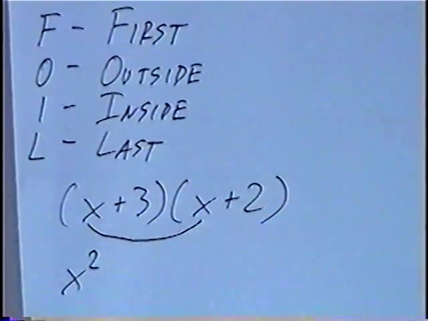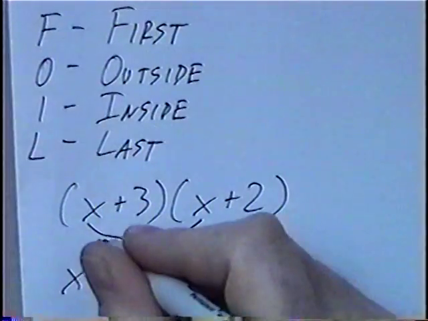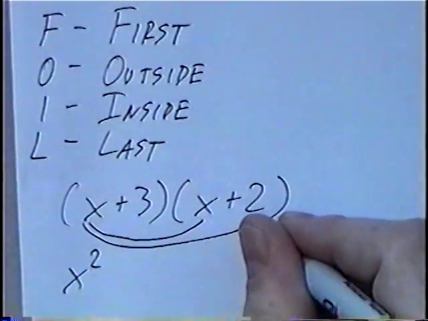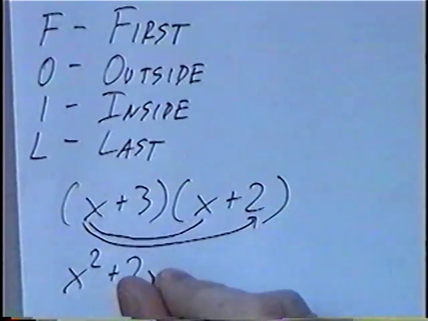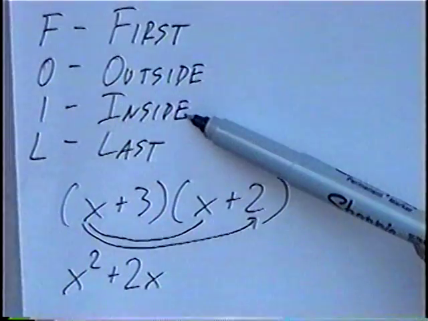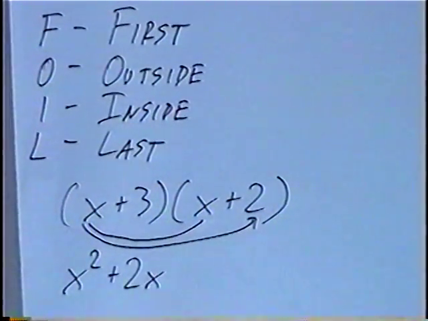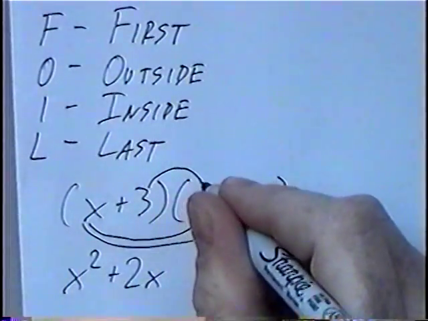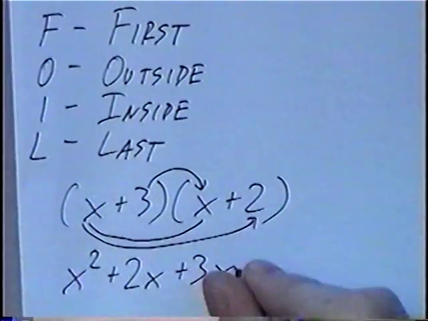The O in FOIL stands for outside. That means we'll multiply the outside term on the far left times the outside term on the far right, which will be x times 2. X times 2 would be 2x, or positive 2x. The I in FOIL stands for inside. Inside means the middle 2 terms, so we'll multiply 3 times x. 3 times x would be a positive 3x.